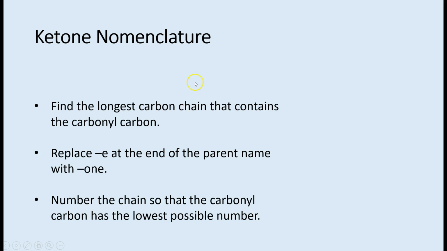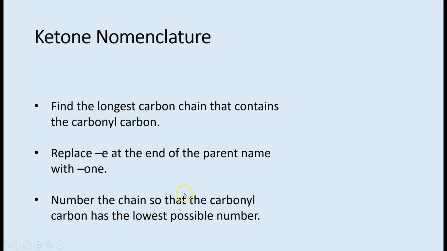How do we name ketones? Well, we're going to start in the same way, finding the longest carbon chain that contains the carbonyl carbon. Then we're going to replace the E at the end of the parent name with -one. So it was -al for aldehydes. For ketones, it is -one. And then we're going to number the chain so that the carbonyl carbon has the lowest possible number.